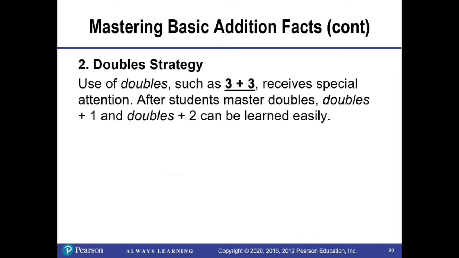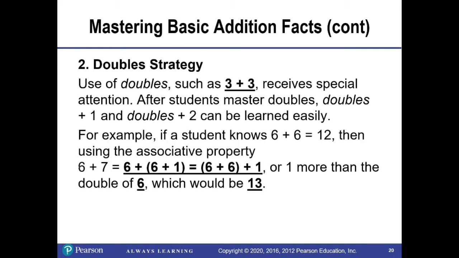Another strategy is our doubles strategy. If children know something like 3 plus 3, they can easily figure out what 1 more or 2 more than that double is. For instance, 6 plus 7. Well, if a child knows that 7 is 1 more than 6, and so we have a 6 and a 6, which is 12, and 1 more than that would be 13. We're using the associative property. Associative property changes the grouping.